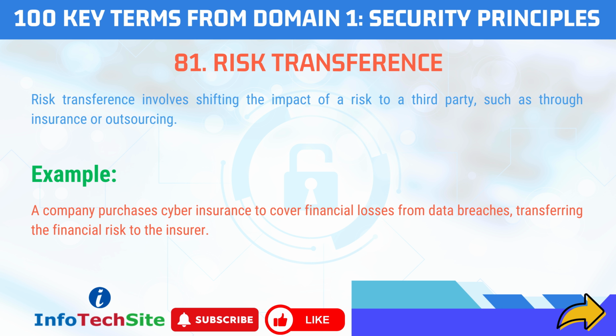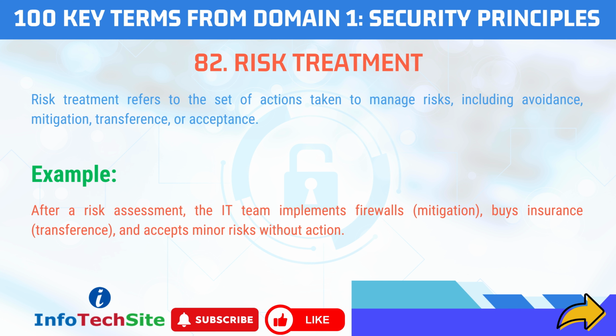For example, a company purchases cyber insurance to cover financial losses from data breaches, transferring the financial risk to the insurer. 82. Risk treatment. Risk treatment refers to the set of actions taken to manage risks, including avoidance, mitigation, transference, or acceptance. Here is an example. After a risk assessment, the IT team implements firewalls, mitigation, buys insurance, transference, and accepts minor risks without action.